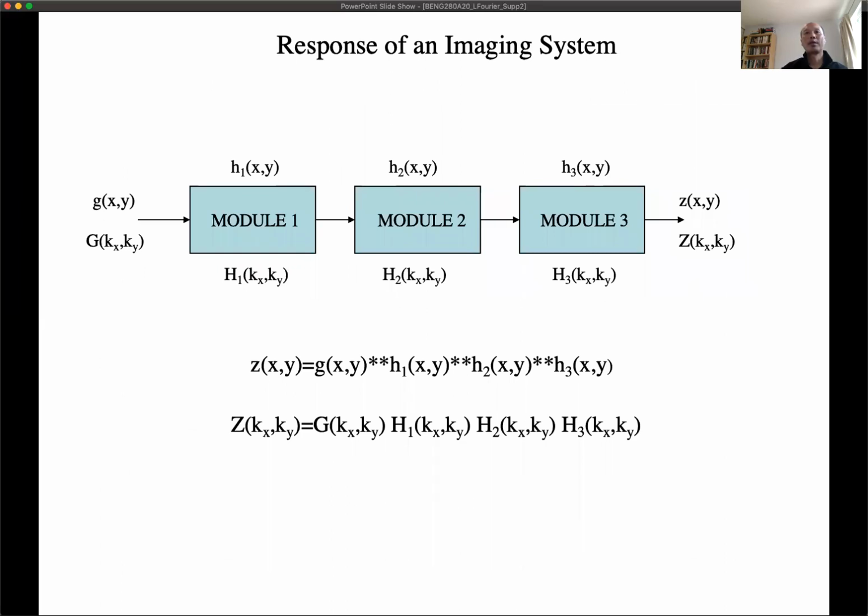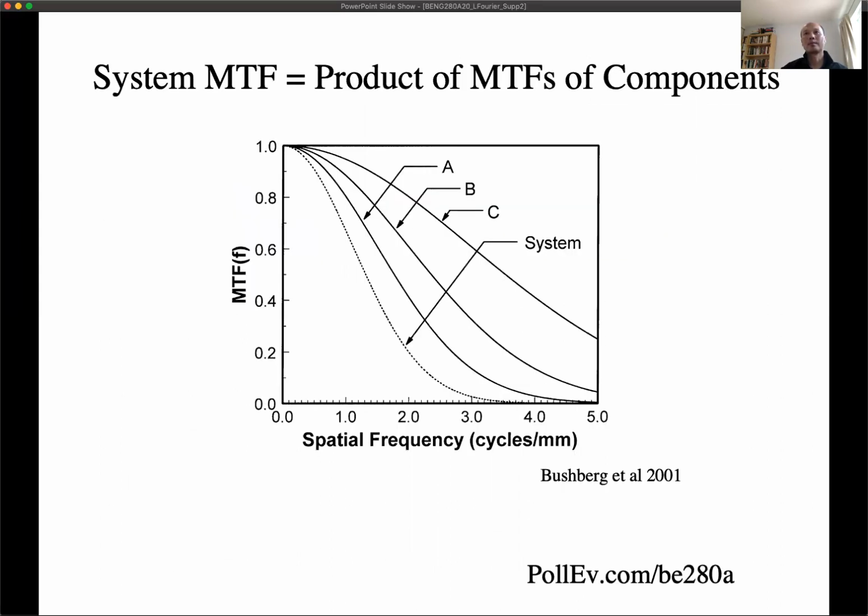Another thing that's useful to know is that typically in most systems, you'll have many modules. And if you connect them together, you can get the output as the convolution of all those modules. And since this is convolution, it means you can get the frequency response as being all those frequency responses multiplied by each other. So what that means is if I had 3 modules, A, B, and C in my system, then multiplying all those together gives me my frequency response.